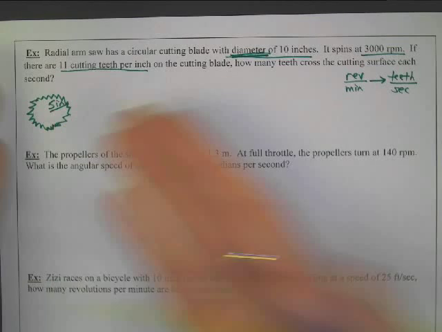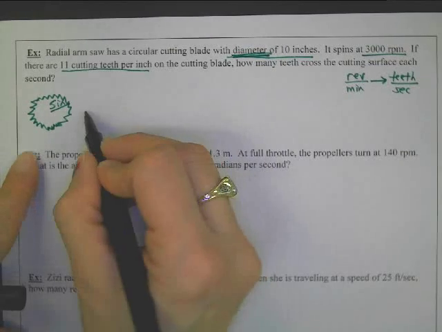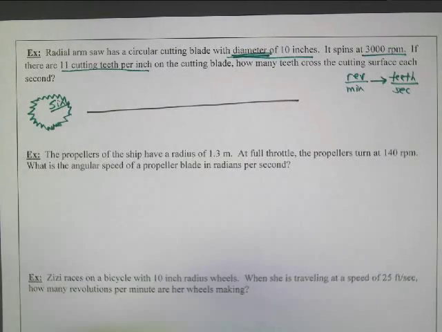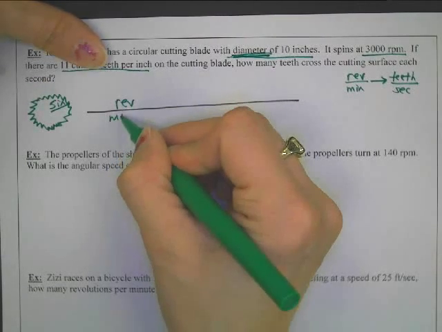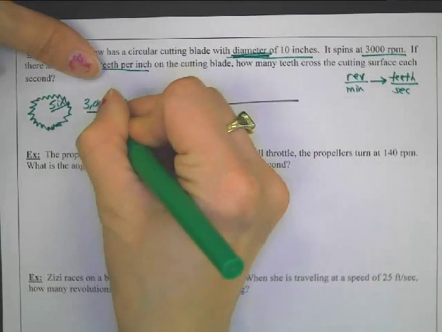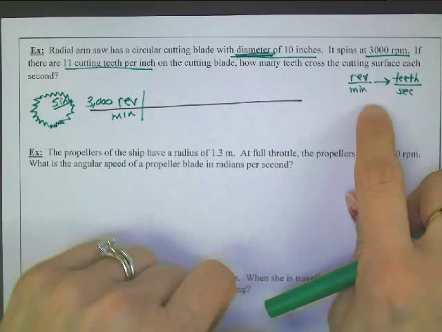I have my circle drawn, and I have my goal. I have my starting fraction and my ending fraction. So let's go ahead and start with a conversion table. I have revs per minute. In fact, we have 3,000 revolutions per minute, and we have to convert that.